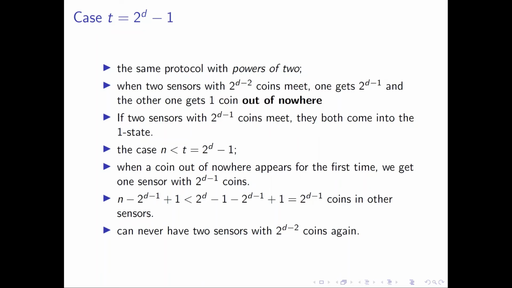So let's consider this number, n minus 2^(d-1) plus 1. Since n is smaller than 2^(d-1) plus..., you take minus 2^(d-1) and plus 1. The point is that besides these 2^(d-1) coins, there are less than 2^(d-1) coins. It means that you can never have two sensors with 2^(d-2) coins again, so you can never produce one more sensor with 2^(d-1) coins. And to come into the one state, you need at least two such sensors.